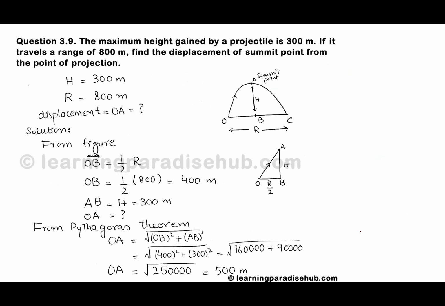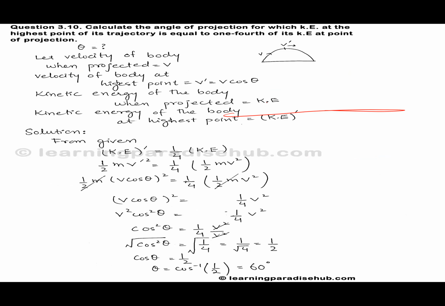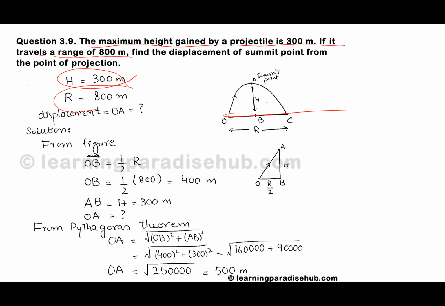The maximum height gained by a projectile is 300 meter. This is the maximum height of the projectile. If it travels a range of 800 meter, this is the range, find the displacement of the summit point from the point of projection. So we have to find the displacement of this point. The point at which the height is maximum is called the summit point.